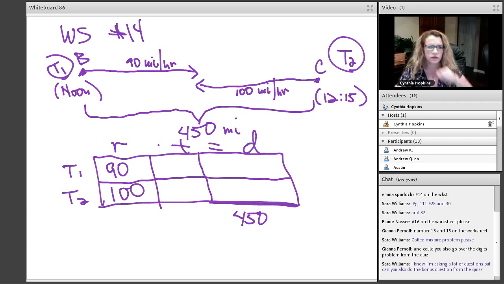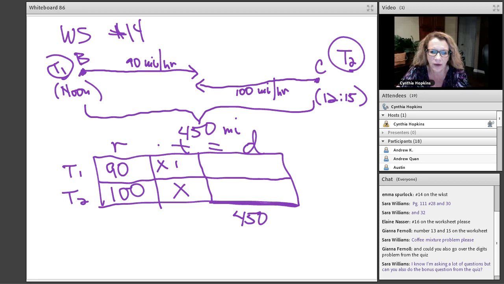All right, whenever they give you a situation where one leaves before the other, or the other one leaves after the other, I would always ask myself the same question: which train, in this case, traveled for a longer period of time? Because you guys do much better with plus signs than you do with minus signs. So do you guys agree? If train 1 left at noon, but train 2 didn't leave until 12:15, that means train 1 traveled for a longer period of time. So I'm going to call train 2's time x, and then train 1, since it traveled for a longer period of time, is going to be x plus the 15 minutes.